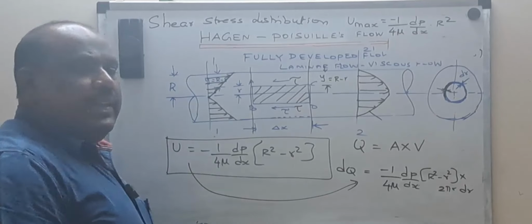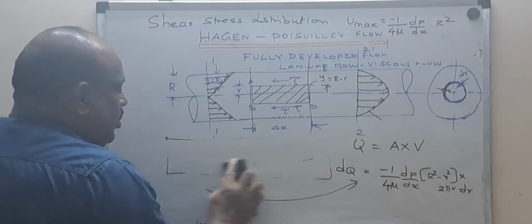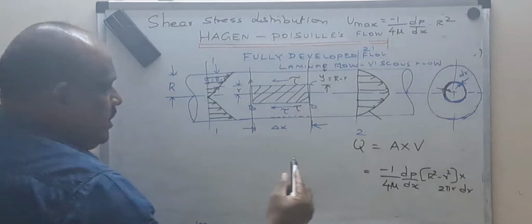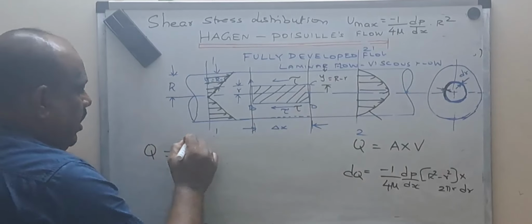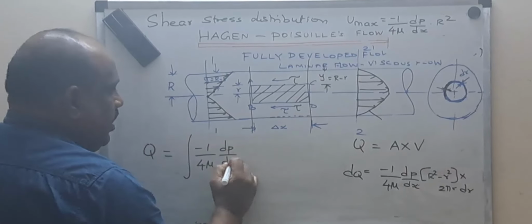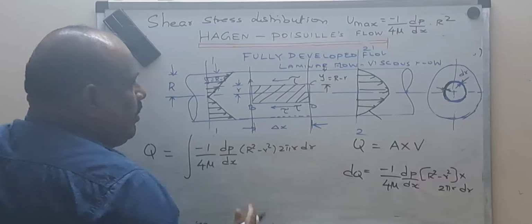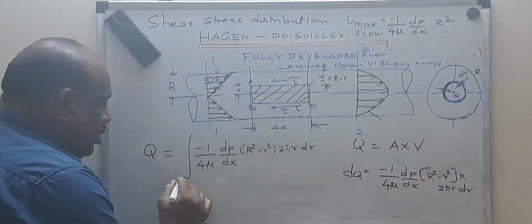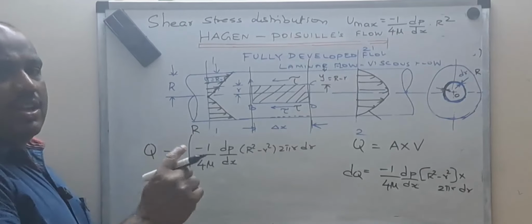To obtain the value of q, let us integrate this equation. If I want the total flow rate, this is nothing but my dq. So my q will be equal to the integral of minus 1 by 4 mu into dp by dx of capital R squared minus r squared into 2 pi r dr. What is the limit? The limit should vary from the center point to the outermost radius, which is capital R. So the limit is from 0 to capital R. Here the variable is only small r, because capital R is a constant.